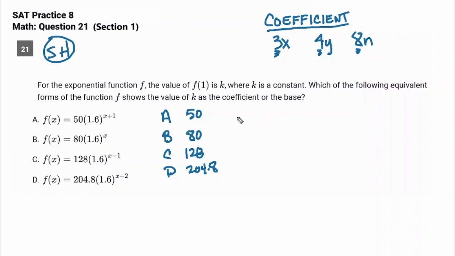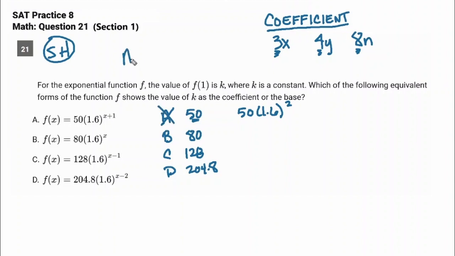So again, you're just following directions. Every time you see an x, you're going to put in a 1. So this one is 50 times 1.6 to the what? To the 1 plus 1, which is 2. You don't need to do anything else here because you know that you're going to try to get to 50. And whatever this is, it's way bigger. Well, it's somewhat bigger than 50. It's not 50. So that's gone.